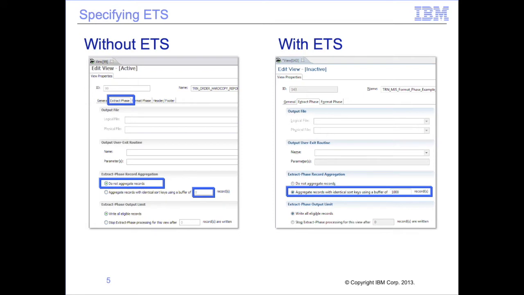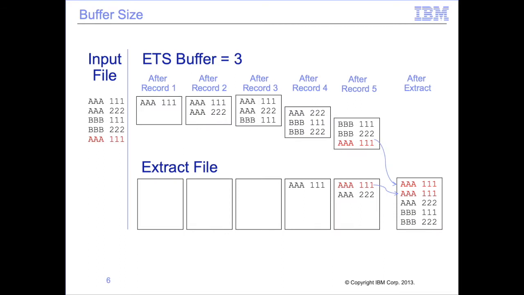However, the extract engine allocates memory equal to the number of records multiplied by the number of bytes in each extract record, multiplied by the number of input partitions the view reads during parallel processing mode. If large numbers of buffers are specified or many views use ETS, the extract engine may require substantial amounts of memory. Although ETS collapses some records, complete record aggregation is only assured in the format phase.